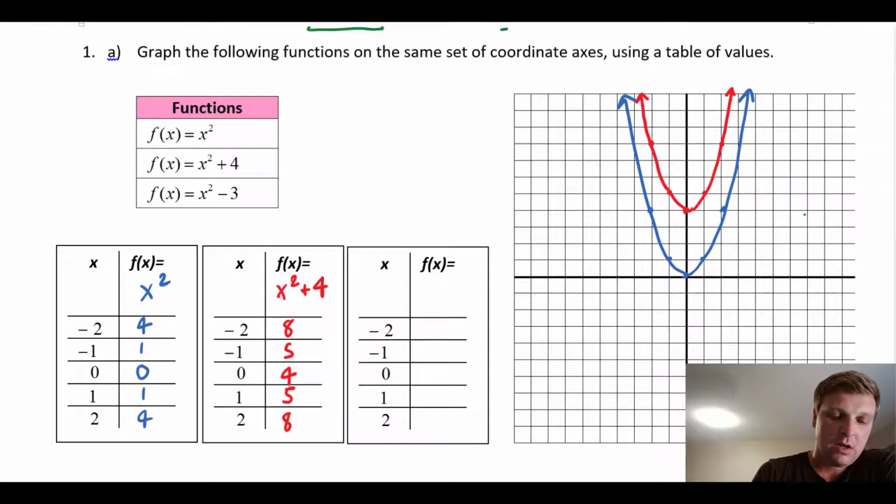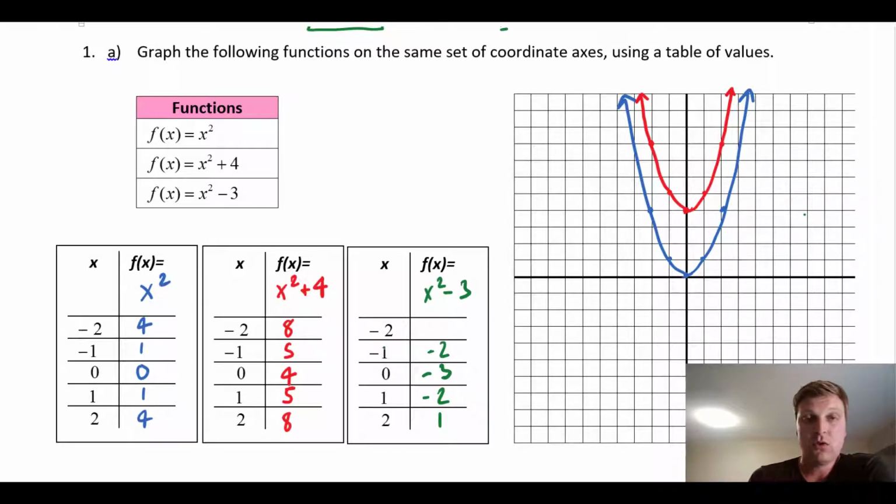Let's try this next one. Let's try f of x equal to x squared minus 3. 0 squared is 0, minus 3 is minus 3. 1 squared is 1, minus 3 is minus 2. 2 squared is 4, minus 3 is 1. And we see that symmetry on the other side. So negative 1 squared is 1, minus 3 is minus 2. Negative 2 squared is 4, minus 3 is 1.